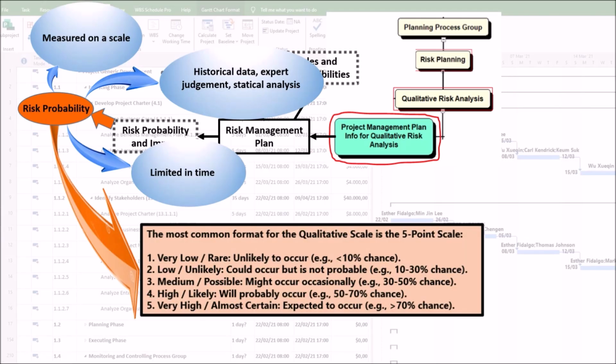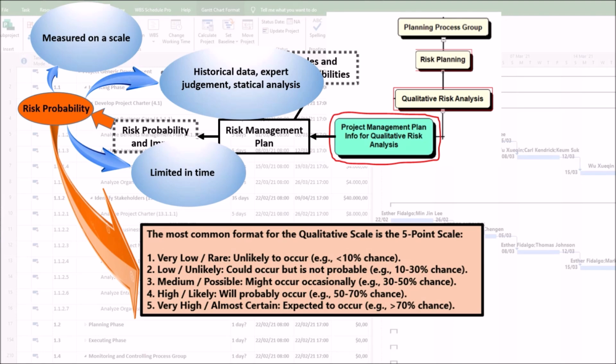The most common format for the qualitative scale is the 5-point scale. First, very low or rare, unlikely to occur, for example, less than 10% chance. Second, low or unlikely, could occur but is not probable. For example, 10 to 30% chance.